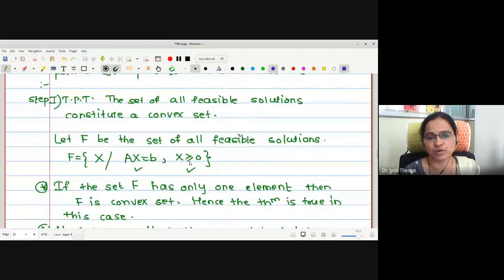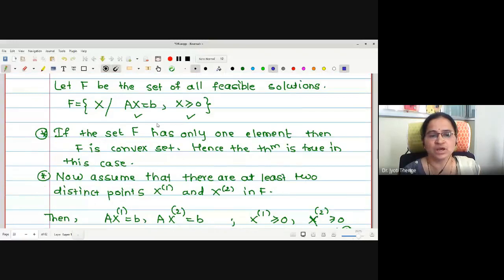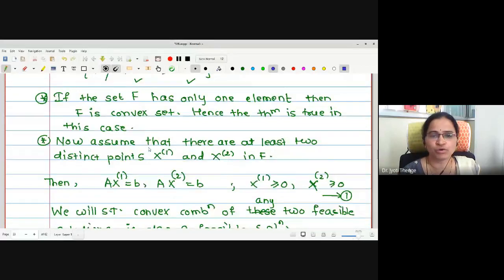In the first step, we have proved that the collection of all feasible solutions constitutes a convex set. For that, we started with F to be the set of all feasible solutions. It was defined to be the set of all solutions X that satisfy the condition AX equals B as well as the non-negativity restriction, so that the solution becomes a feasible solution. The two cases we discussed: if the set F has only one element, then by convention it is a convex set.